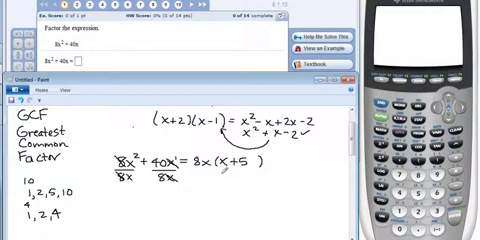Now, in order to determine whether or not I've done it right, I would want to remultiply. 8x times x is 8x squared, and 8x times 5 is a positive 40x. See, I get back what I started with up here. So every time that you factor, you have to remultiply to check them. Okay? So this is one type of factoring problem that has a common factor within it. Each one of these terms has something in common, and they have an 8x in common.